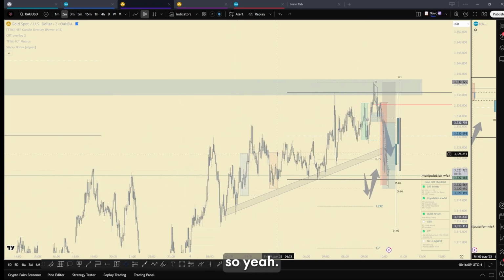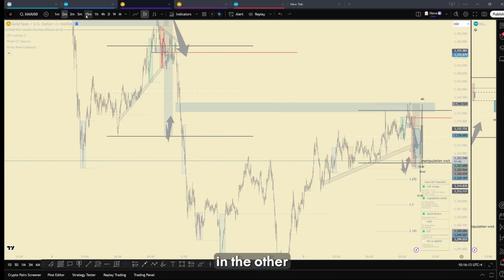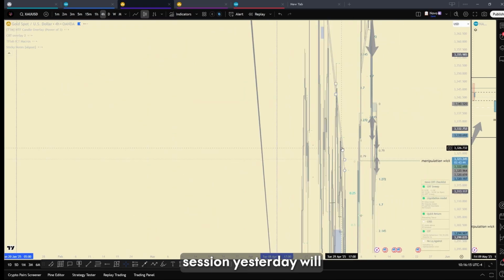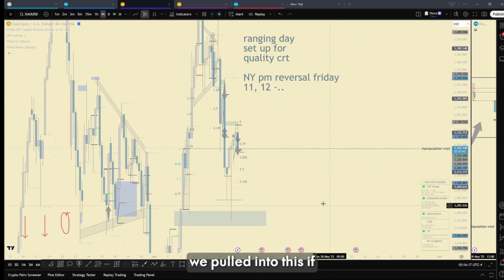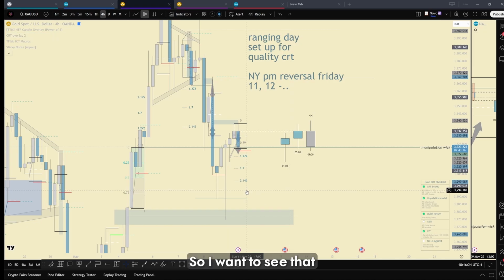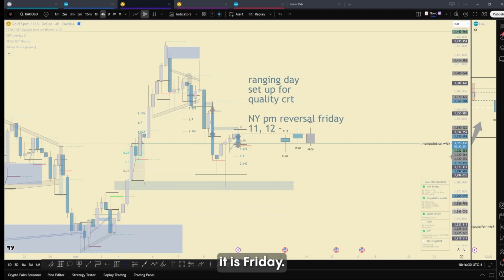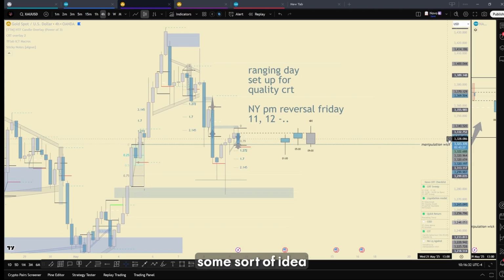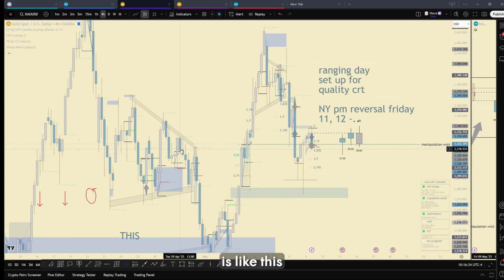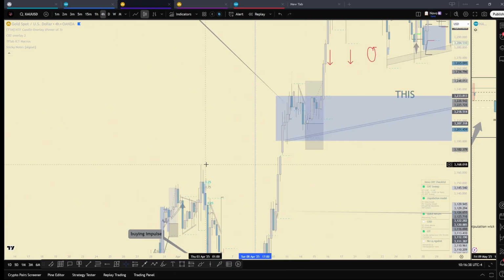Also in the other session yesterday, we pulled into this FVG right here and gold was just holding this aggressively. So I want to see if I can still play through to the upside potentially. And it is Friday, so I'm expecting some sort of Friday reversal. Usually on Fridays there's a major reversal that happens. I'm just waiting for that.